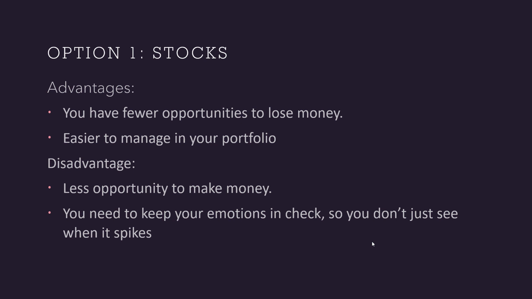The advantages of using stocks, just putting all 50,000 in one stock, is you have fewer opportunities to lose money, and it's easier to manage your portfolio because you only have one. The disadvantage is less opportunity to make money because you're only in one, so if your stock doesn't do well, then you lose money. Another one is you need to keep your emotions in check so you don't just sell the stock when it spikes.